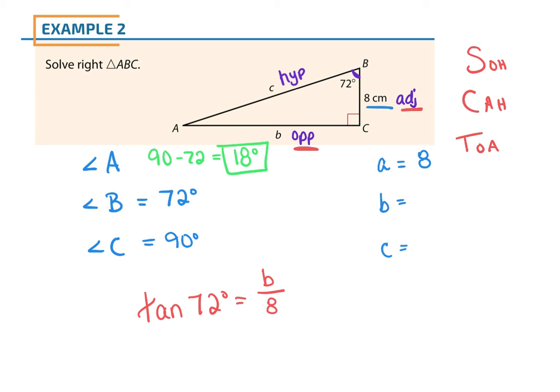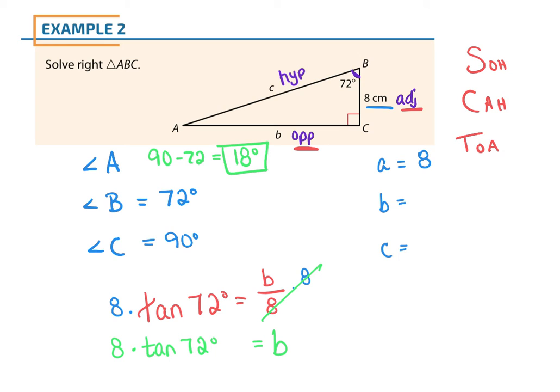All right. Now I have a basic problem. How do I solve for B? Algebraically, what do I need to do to solve for B? Yes, multiply the 8 over, right? So I'm going to take this and I'm going to multiply both sides by 8. It's going to cancel over here. So B, the side that I'm looking for, should equal 8 times the tangent of 72 degrees.